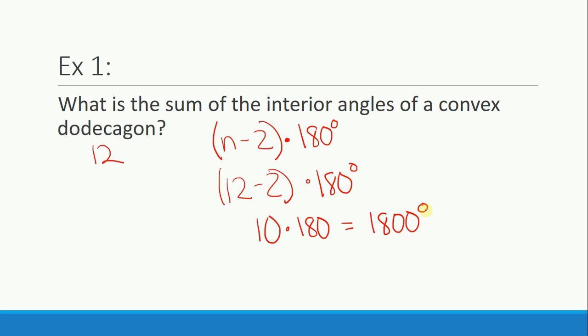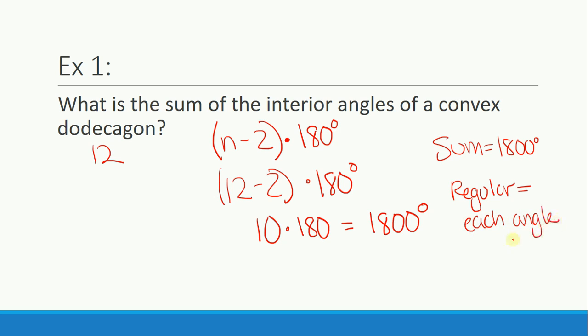Now let's say this was a regular dodecagon as well, and I wanted to find how many degrees each of my 12 angles is. I know the sum is 1,800 degrees. If this is regular, each angle is 1,800 divided by 12, the number of angles I have. So 1,800 divided by 12 is 150 degrees. So almost perfect straight lines, but just a little off. So each angle, if it's a regular dodecagon, would be 150 degrees.